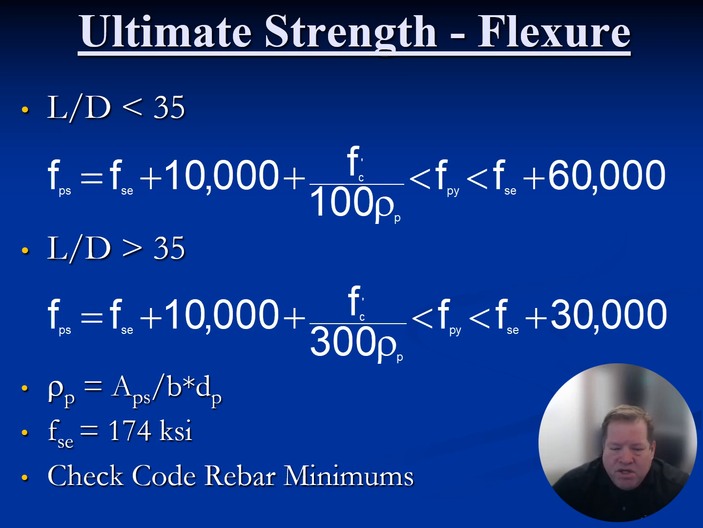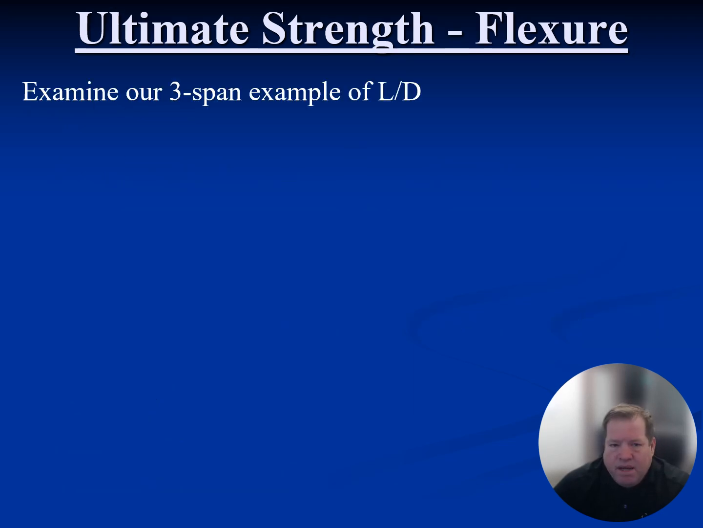The FPS equation is exactly the same between beams and slabs. There are no different equations here. These are all exactly the same. Everything is based on the L to D ratio, length divided by the slab thickness in our case. So less than 35, use this one. Greater than 35, use that equation. Same as before. So if we examine our 3-span condition for the L over D ratio, you'll see something kind of interesting.